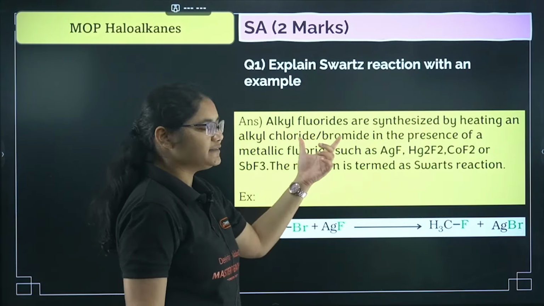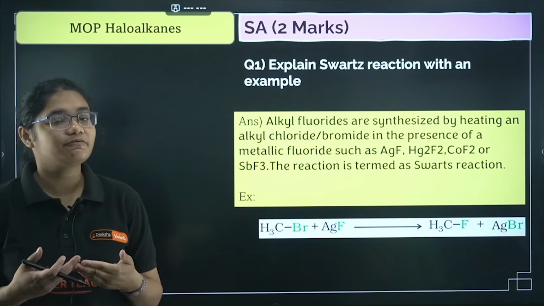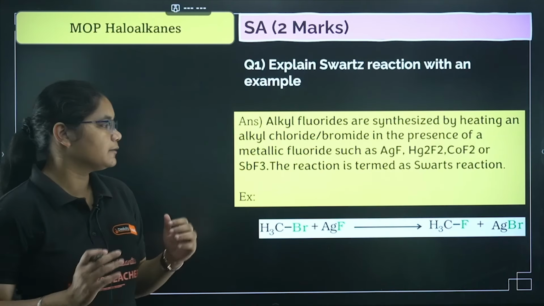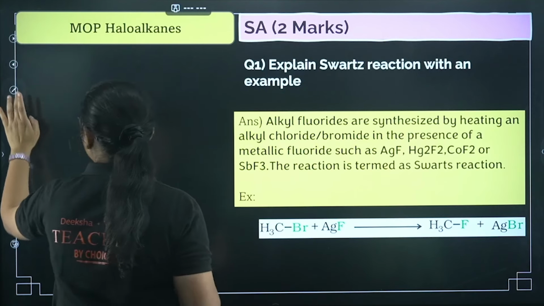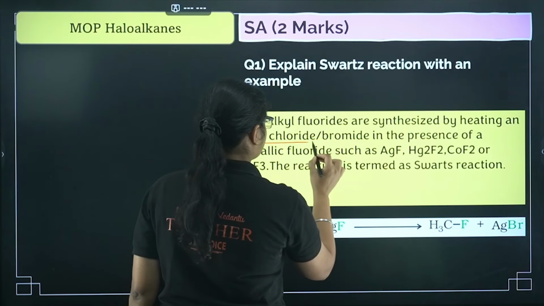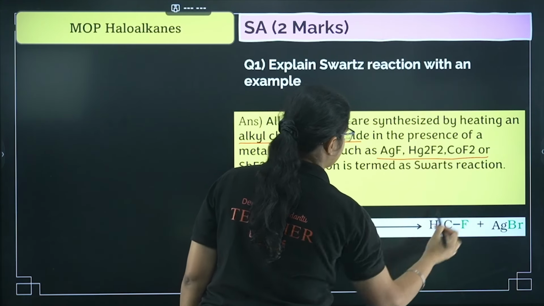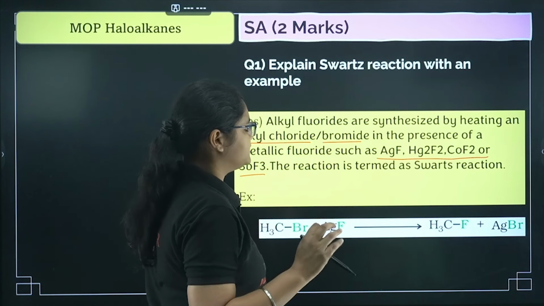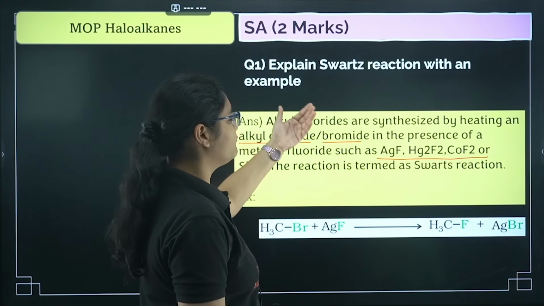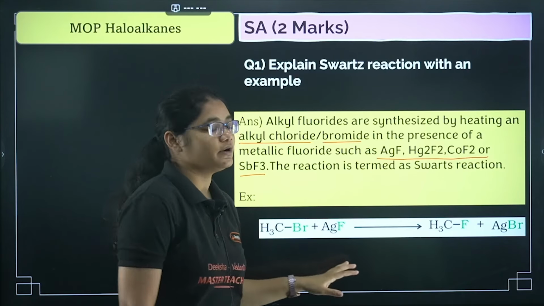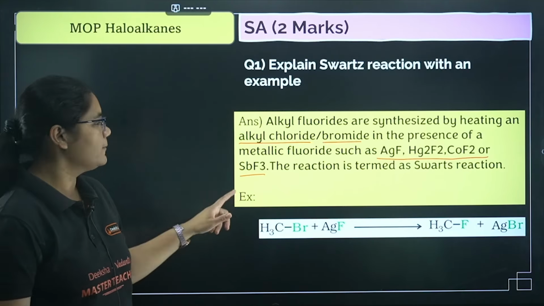Swarts reaction is for the preparation of alkyl fluorides. So when you take alkyl chloride or bromide in the presence of metallic fluorides like AgF, Hg2F2, CoF2 or SbF3, then alkyl fluorides are formed and this reaction is called Swarts reaction. Okay.